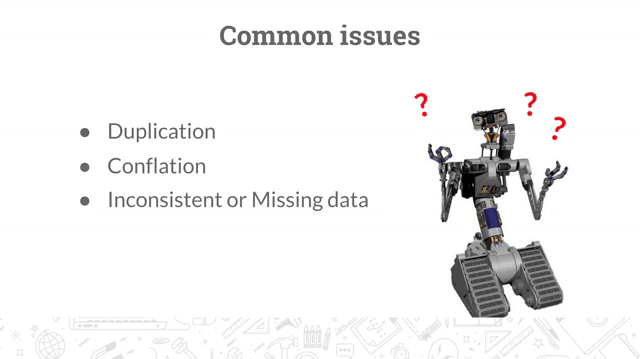Here we see the confused robot, unsure of which listing is correct because of the common issues: duplication, conflation, and inconsistent or missing data. These are very common when it comes to listing management. And in fact, the action of listing management often is related to controlling or mitigating these from taking place.